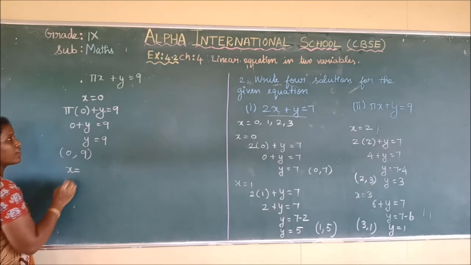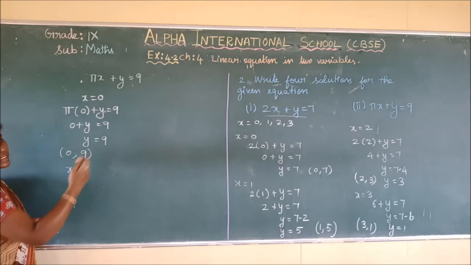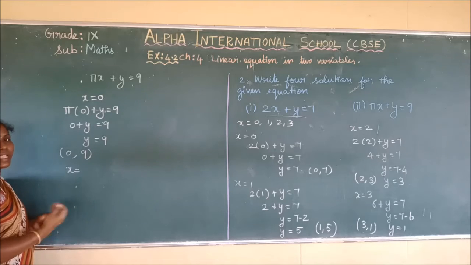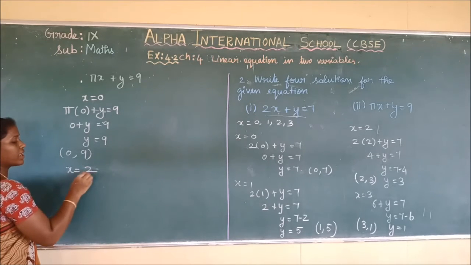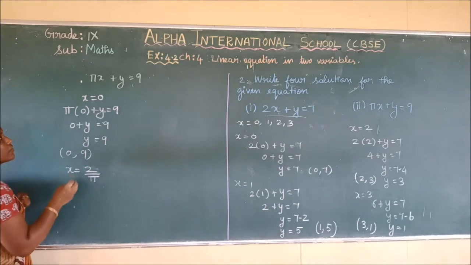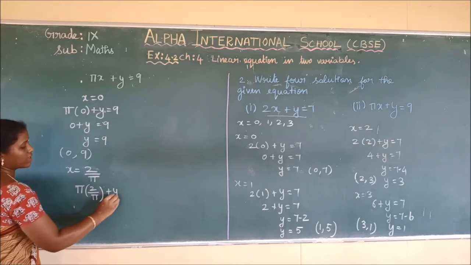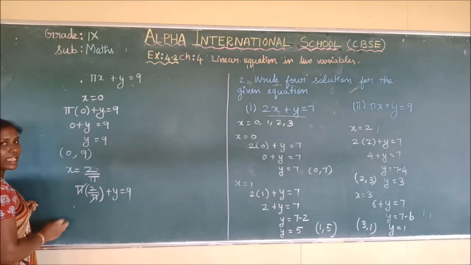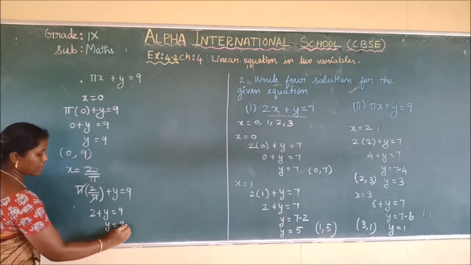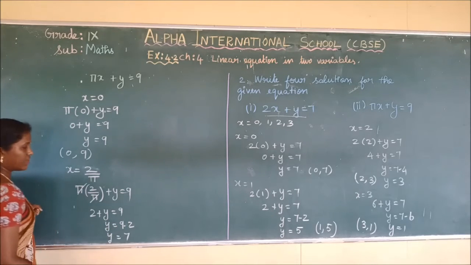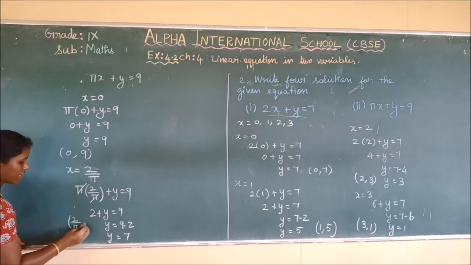The next one, see we are having pi now. If I put 1, pi will be multiplied with pi. You can take 1 to 3 also, as like the first subdivision 0, 1 to 3. To make a difference, I am taking a different value of x here as 2 by pi. So if you take 2 by pi, pi into 2 by pi plus y is equal to 9. Pi and pi will get cancelled. So 2 plus y is equal to 9. That is y is equal to 9 minus 2. So y is equal to 7. So if I substitute 2 by pi, the value of y is equal to 7.